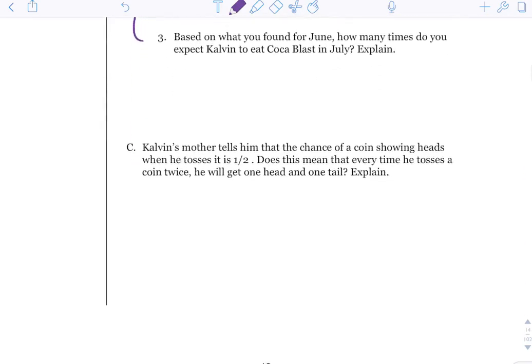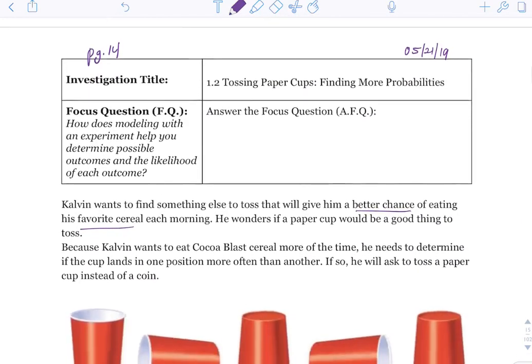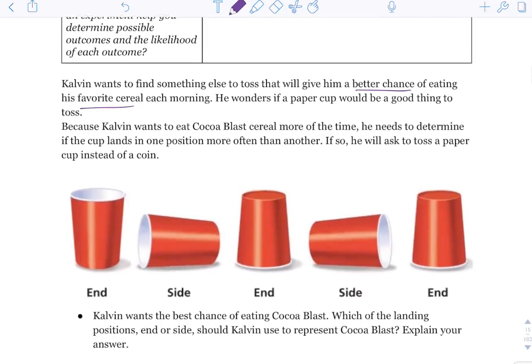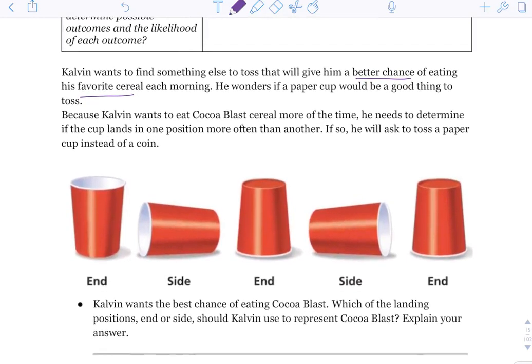So Calvin was like, that's not going to work for me. He wants more chances in his favor. So he decides that he would talk to his mom, and wonders if a paper cup would be a good thing to toss instead of a coin. So what he's going to try and do is flip the cup over and determine which one is a better outcome for him.